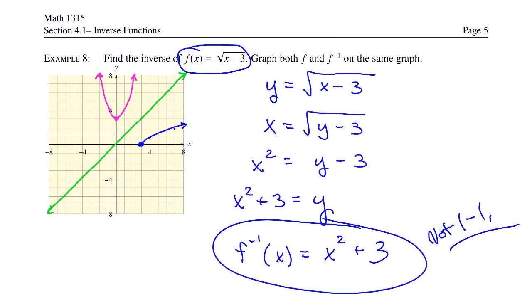If I did have this and I tried to flip it around, I would end up with this. That is not a function. That fails the vertical line test. So we don't have that. Get rid of that there.